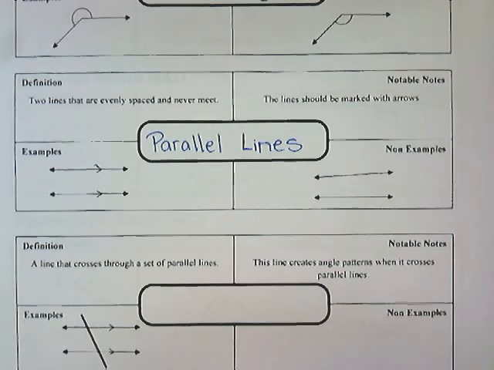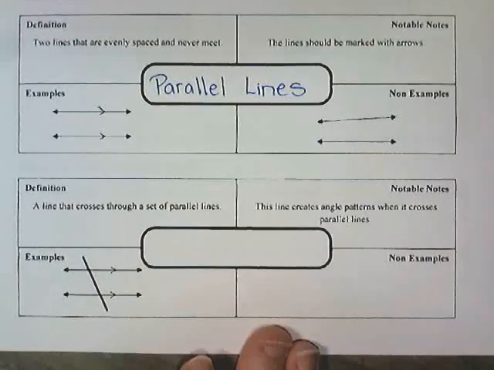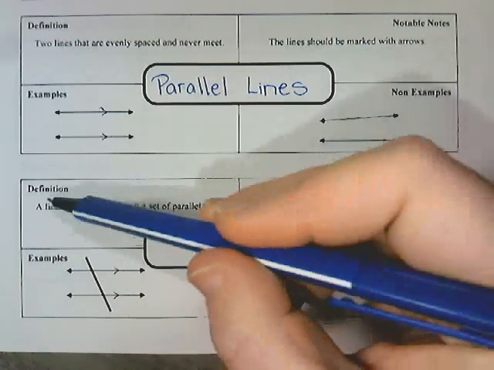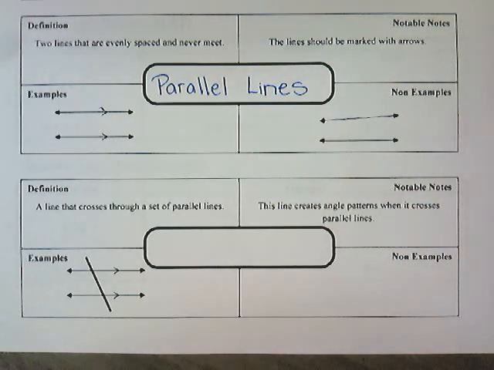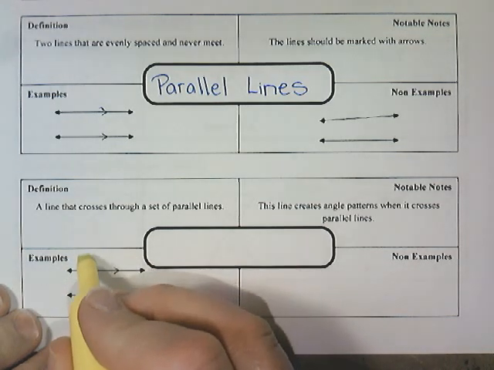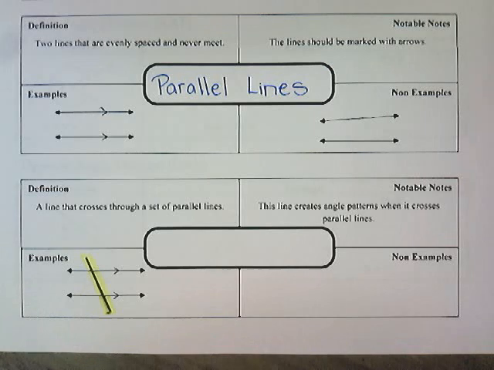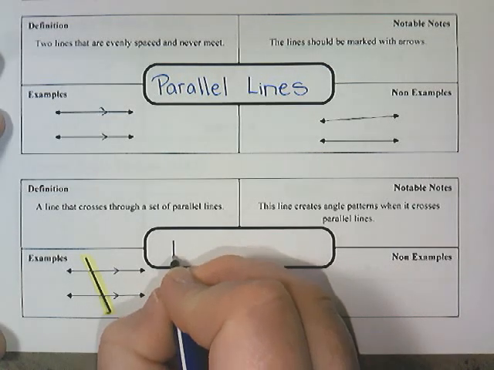Now we have one definition left to go, and we only have one word left on our list. So it says a line that crosses through a set of parallel lines. So I have two parallel lines. They are marked with those arrows, so I know that they are parallel. And then there's a line that is cutting through them. That is called a transversal.